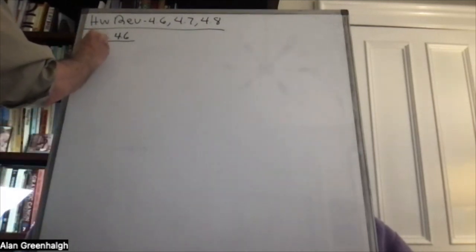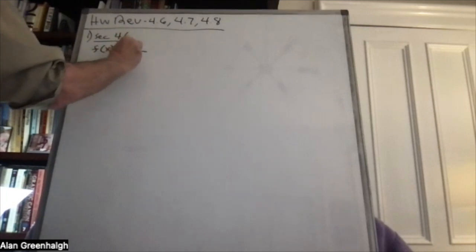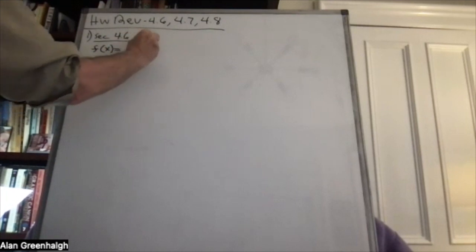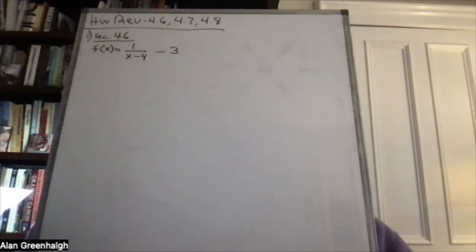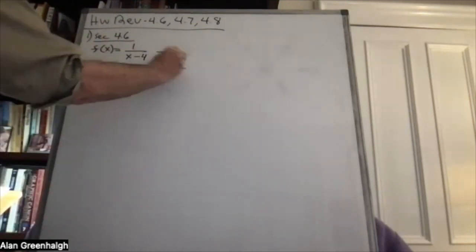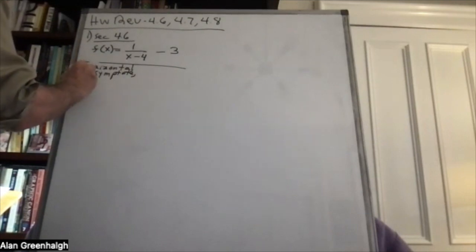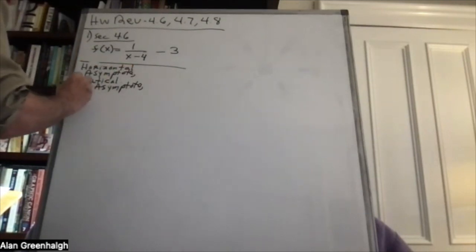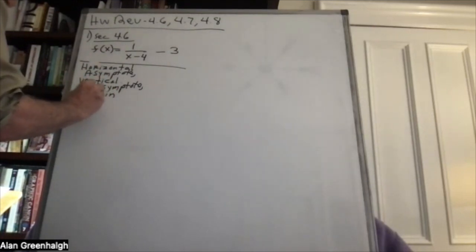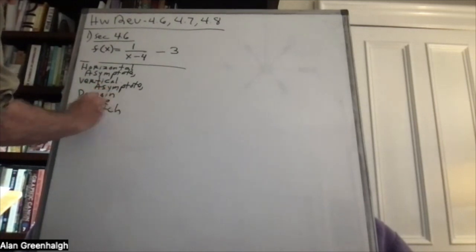So here it is, f of x equals 1 over x minus 4 minus 3. And you are asked in this problem to find the horizontal asymptote, the vertical asymptote, the domain, the range, and a sketch. Okay, so here we go.